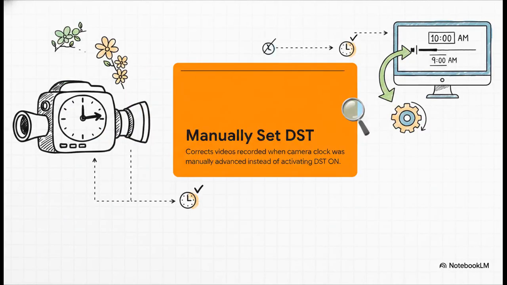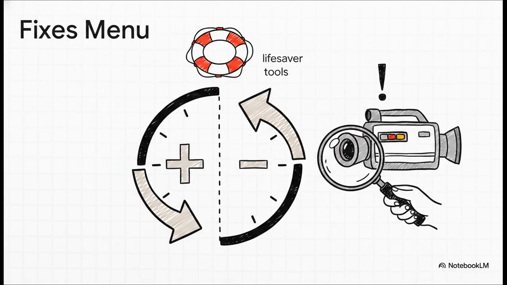Specifically, they built in the manually set DST fix. Let's say in the spring, instead of toggling DST on in your camera's menu, you just manually bump the clock forward an hour. Believe it or not, that easily throws off your file's internal metadata. This tool effortlessly saves the day by automatically subtracting exactly 1 hour from those specific videos, restoring strict, undeniable accuracy to your timeline.